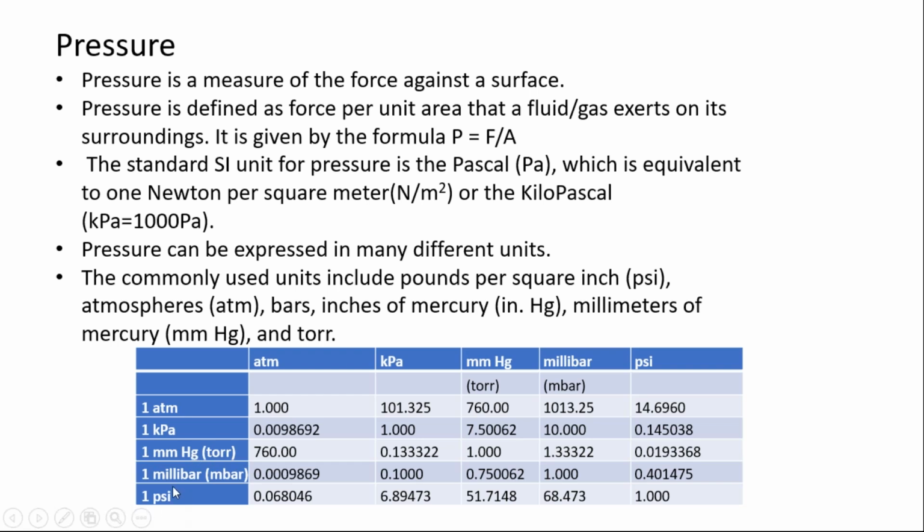And in the HPLC columns that are used, you will see that the pressure is expressed as PSI, and that is pounds per square inch. And you should be able to convert using these formulas. You should be able to convert the pascals into PSI, PSI into torr, etc.